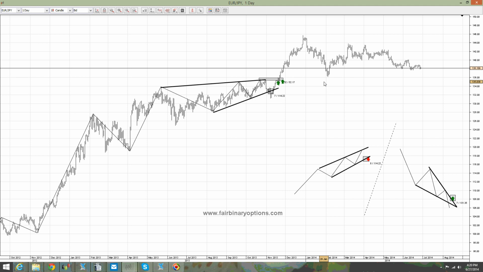This is called the running variation of a contracting triangle, and it has a powerful thrust. The thrust of a triangle is also called its measured move, and this running variation of a contracting triangle has a powerful move. Take a look here. Almost no pullbacks. I mean, it is the daily chart, but only moving to the upside. No pullbacks whatsoever.